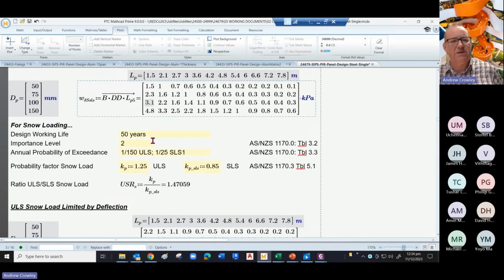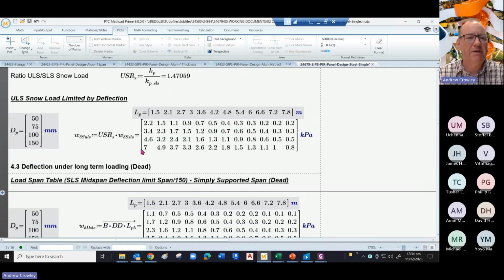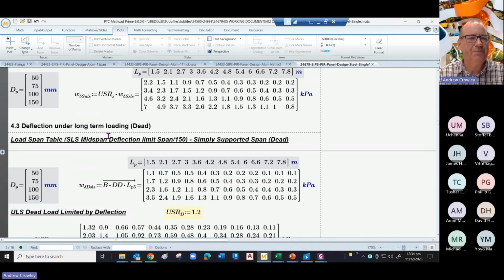This time we're using snow, so we want the difference in the factors for snow at ultimate versus service. So that pops out a remarkably similar figure of 1.47. So we multiply our serviceability limits by the USR, that's the ultimate to serviceability ratio for snow.